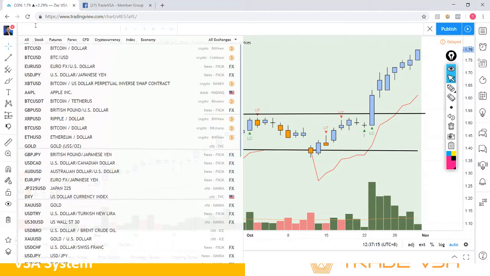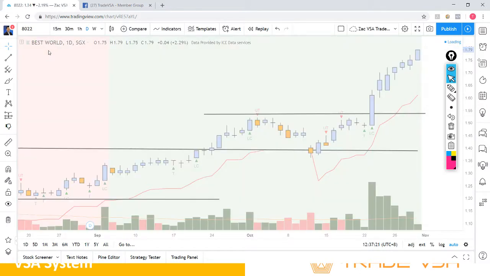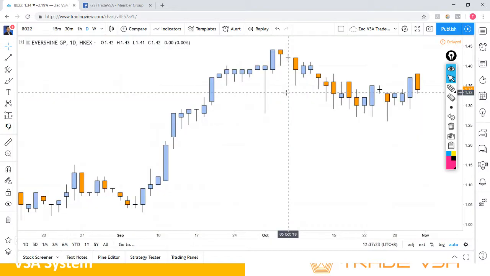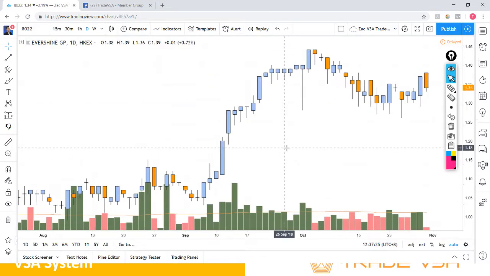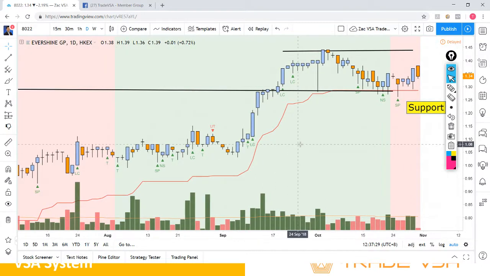Okay, lastly, Evershine from Hong Kong. Evershine from Hong Kong is still in the accumulation zone. Last week I think I picked it up based on the NS, and confirm NS, and we trade on this bar.